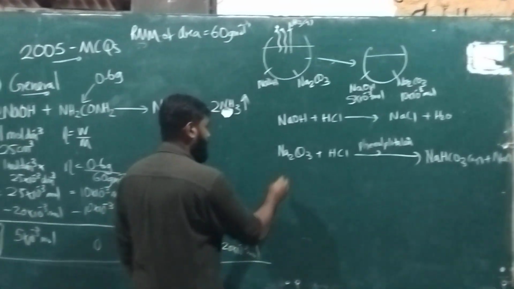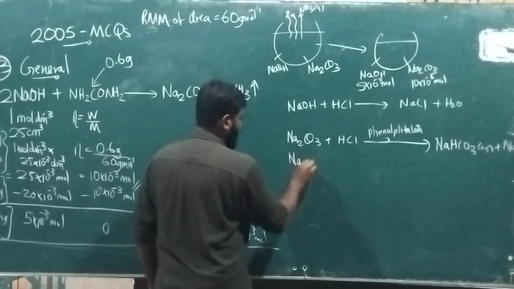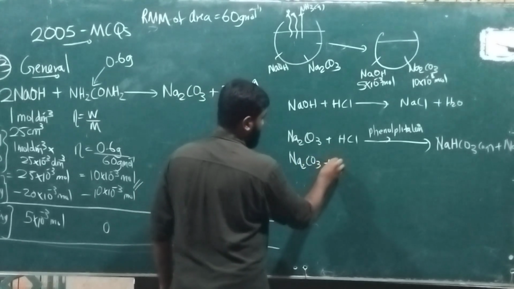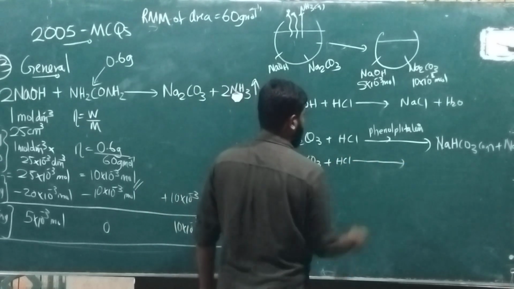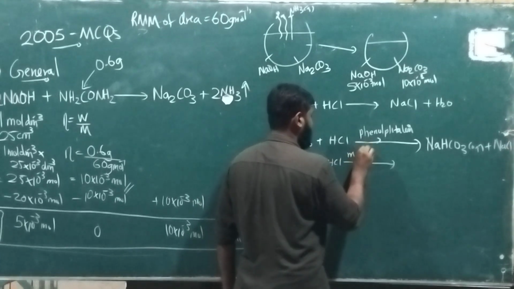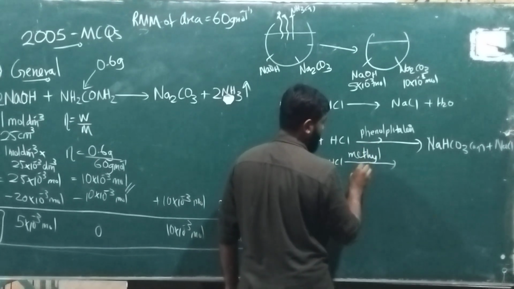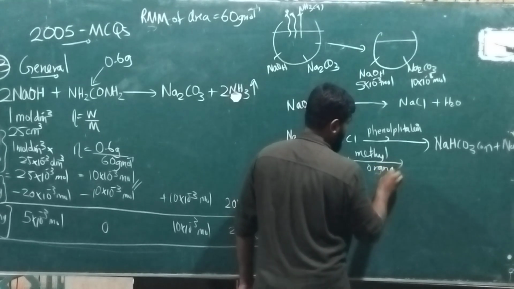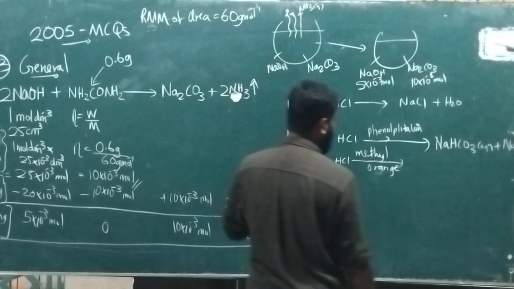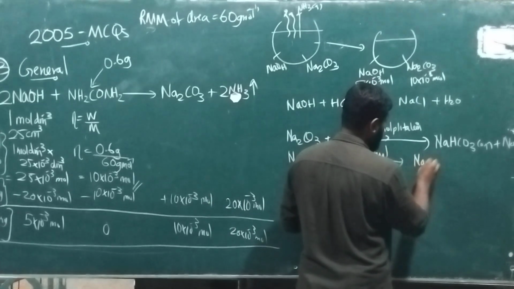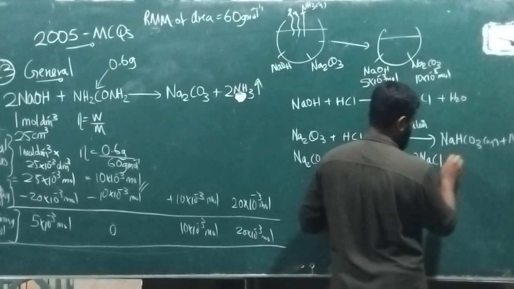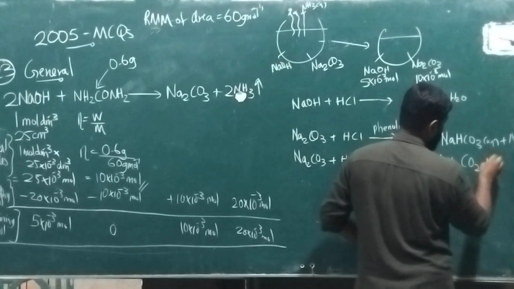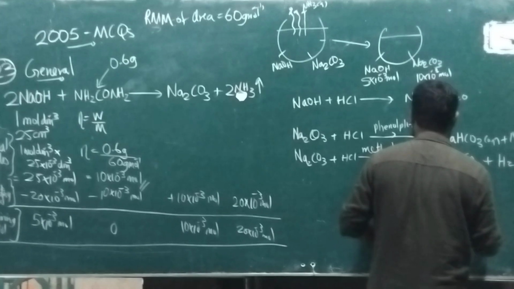If they use methyl orange, here you will get sodium chloride, 2 moles of sodium chloride, 1 mole of carbon dioxide and 1 mole of water.